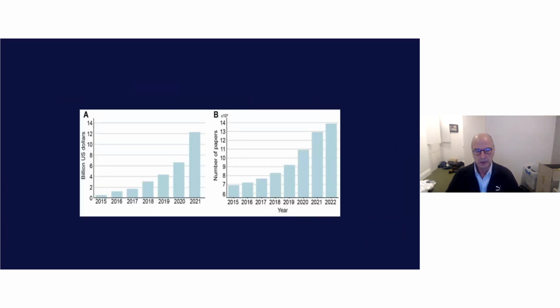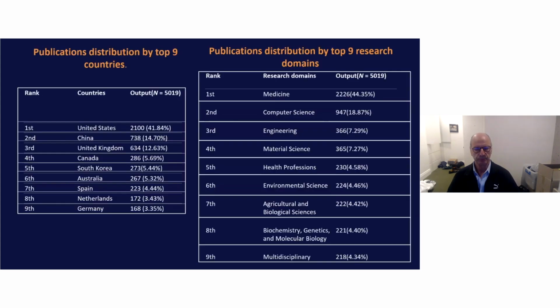If you look at the interest in AI, really in the last 2 or 3 years, on the left is the amount of money spent in research, and on the right, the number of papers published, and you can see that it increases almost exponentially.